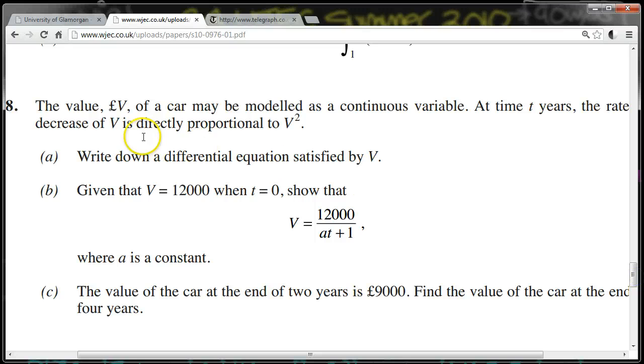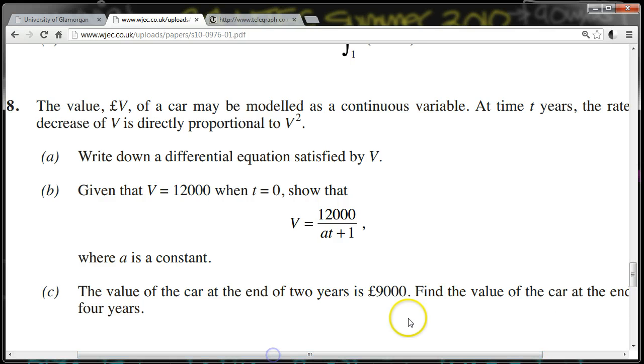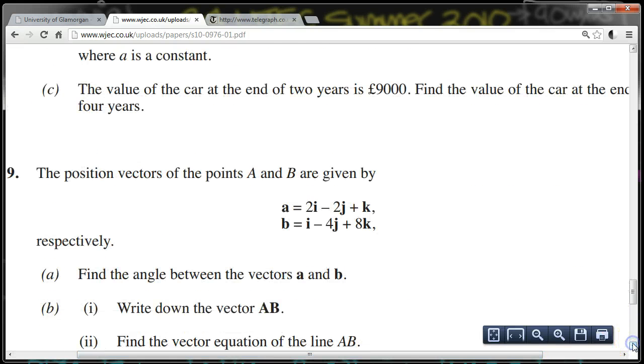This is a differential equation here, directly proportional to v squared, the rate of decrease. So dv/dt is the rate of increase, so minus dv/dt is the rate of decrease, is equal to alpha v squared, because it's proportionality, isn't it, constant there. Solve the differential equation after you've written it, and work out some values as well. So that's question 8. Not too bad a question.